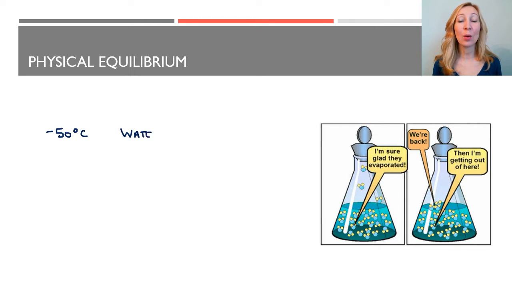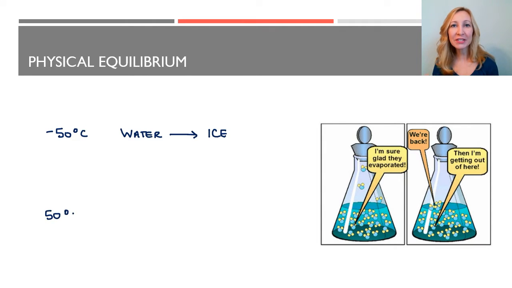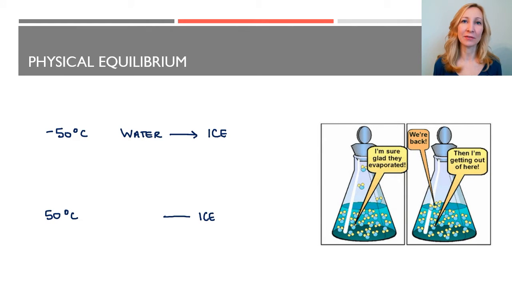Now let's take a look at water. Water at negative 50 degrees Celsius, so way below freezing, at this cold of a temperature is going to turn into ice. And we would write the process like this: water turns into ice. And we also know that if we have an ice cube at 50 degrees Celsius, which is pretty hot, this would be like the hottest day ever, it would melt and turn into water. So we would write the reverse of this taking place.